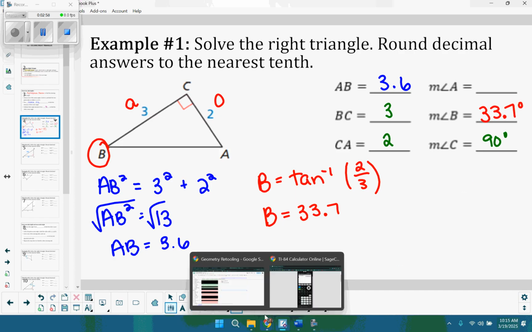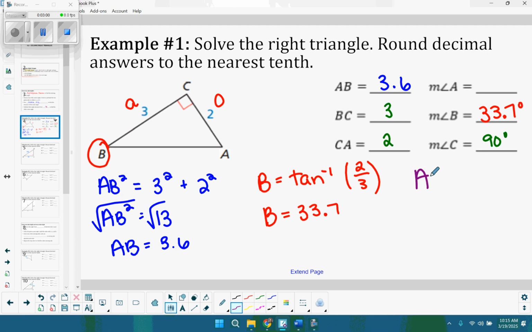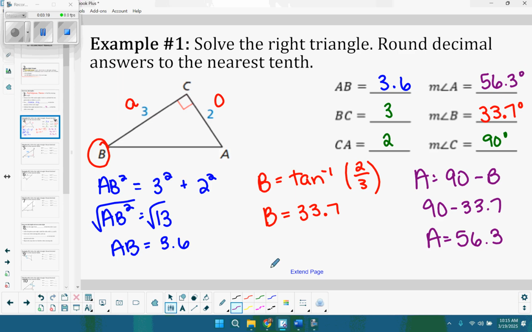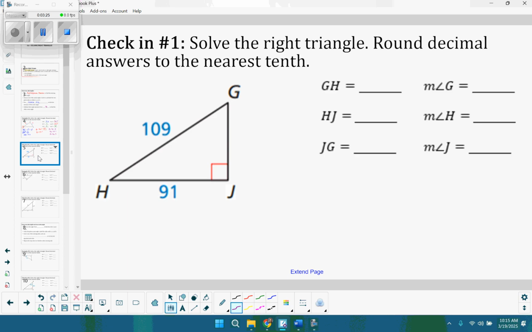And our final step is A is really 90 minus what we had for B. So 90 minus 33.7, and we get 56.3. So the measure of angle A is 56.3 degrees. Here's one for you to try. You can pause. The answer is posted on Google Classroom.